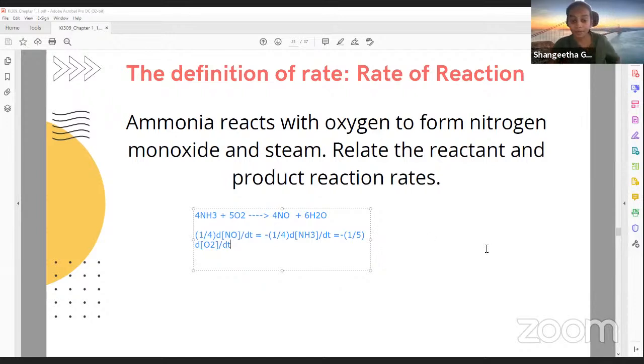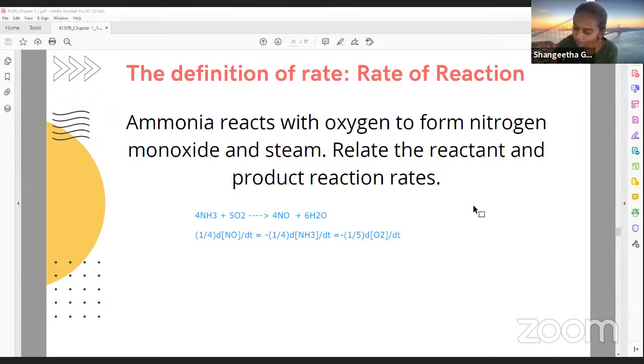Okay. So that is the answer. So I hope everybody can get it. You must be able to write this out. So first, one of the most important things, you must be able to write out a balanced equation. You must know how to write a balanced equation. Then you must know how to relate your reactants to the product. Okay?